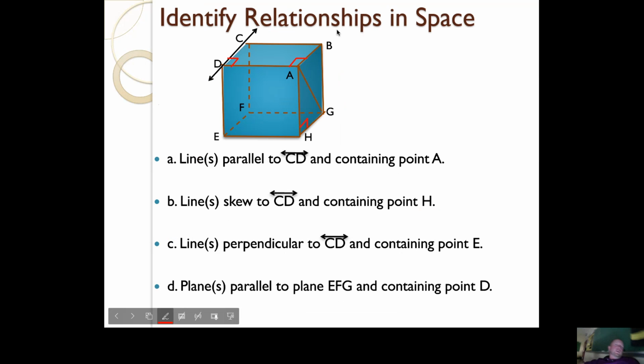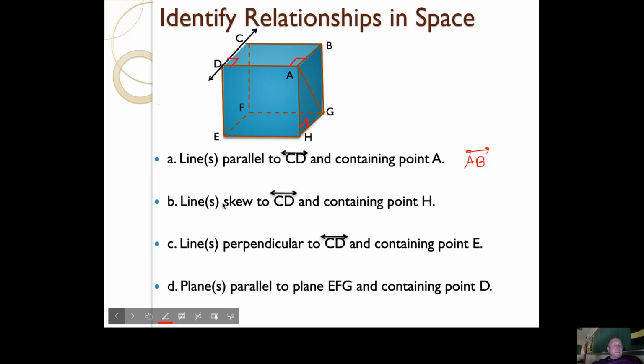So we're going to identify these relationships in space. Here is a diagram where you have 6 visible planes. We need the lines that are parallel to line CD and contain point A. So lines that are parallel to line CD, that would be like line FE, line GH, and line AB. So line AB is the one that contains point A, and it's parallel to line CD. So there's only one answer there.